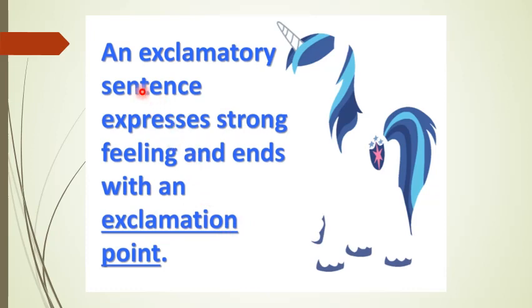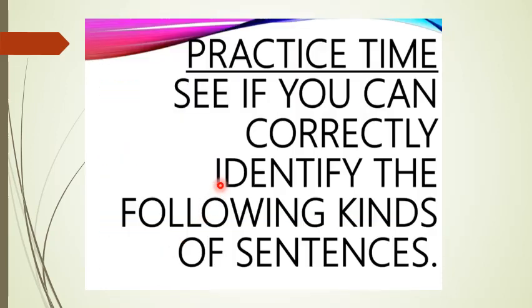What is an exclamatory sentence? An exclamatory sentence expresses strong feelings and ends with an exclamation point. Okay, let us practice. Since we have learned what is a declarative sentence, what is an imperative sentence, what is an interrogative sentence, and what is an exclamatory sentence, let us practice each of these kinds with some examples.